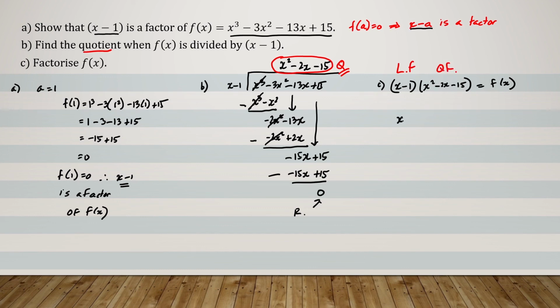So we have a linear factor, we'll write that down, and our quadratic factor can be reduced to two linear factors, and that will be x minus 5 and x plus 3. And this is your final answer.